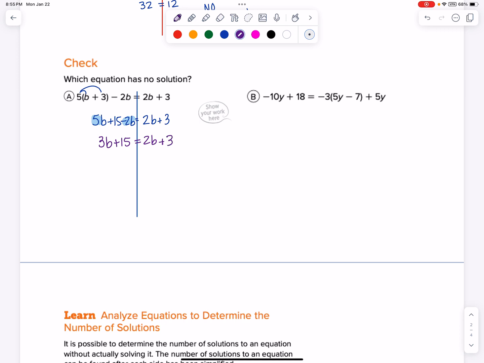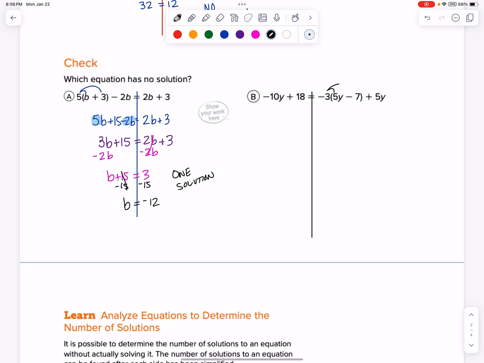All right, so this one, if we continue to play it out, we have minus 2b minus 2b. This seems like a normal problem that we'd do. So we have b plus 15 equals 3, and then we would subtract 15 from both sides. So that goes away, and we end up with b equals 15, 14, 13, 12, negative 12. So if we actually have a b equals something, this means that we have one solution. So that's not our answer, so it has to be B, but let's go ahead and make sure.